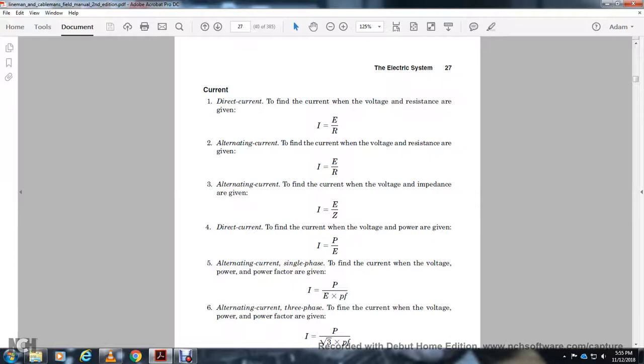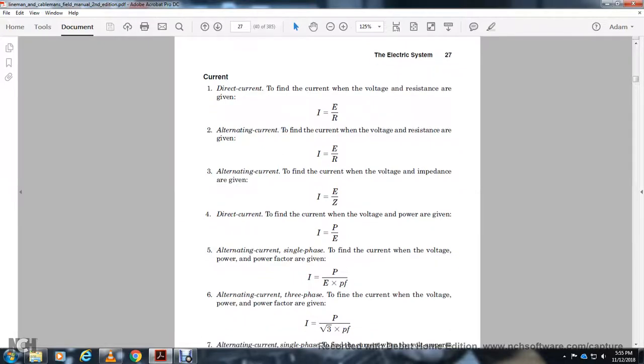For alternating current single phase with the power and power factor given, the amps are equal to the power over the volts times the power factor. For alternating current three phase with the power and power factor given, the amps equal the power over the square root of 3 times the volts times the power factor.